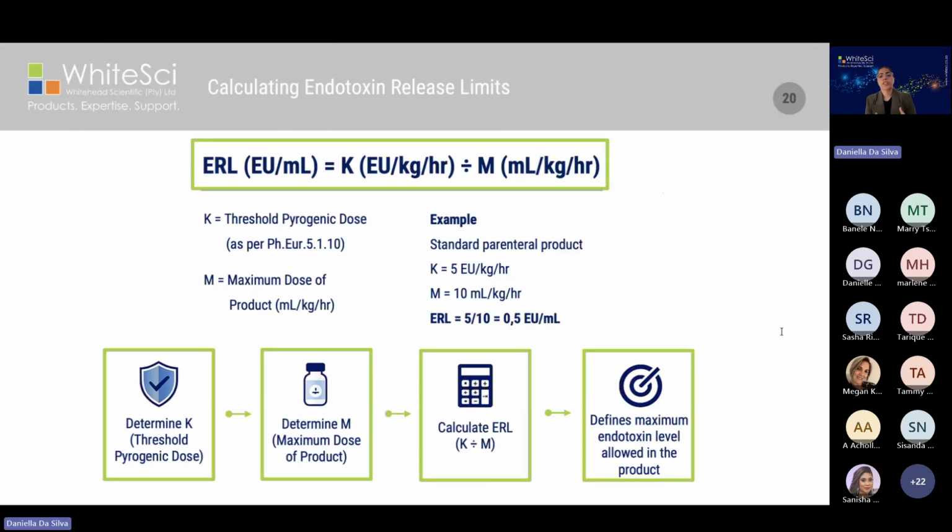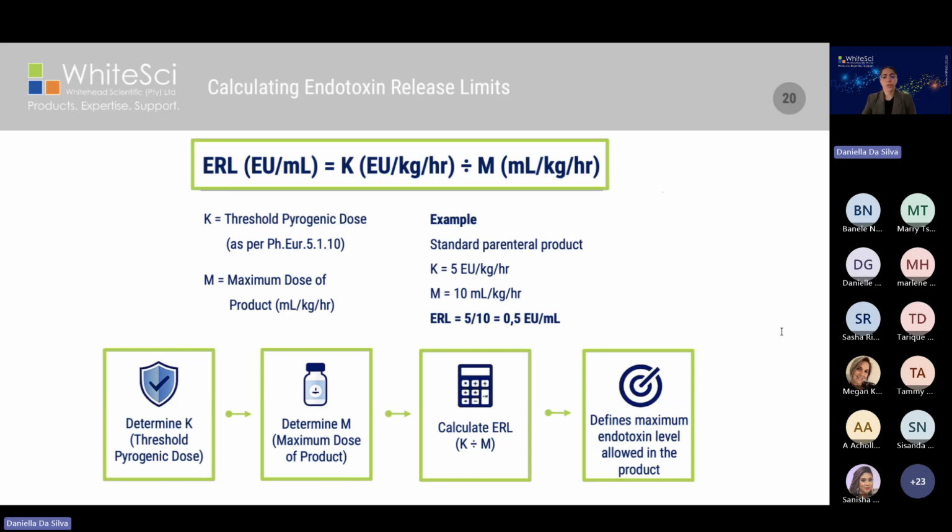Once threshold pyrogen dose values have been established, we calculate the endotoxin release limit for a specific product. The equation is actually quite simple. You have your endotoxin release limit, or your ERL, and that is calculated by dividing K by M. K represents your threshold pyrogen dose defined by the pharmacopoeia. M represents the maximum dose of the product that a patient may receive over a specified period of time.